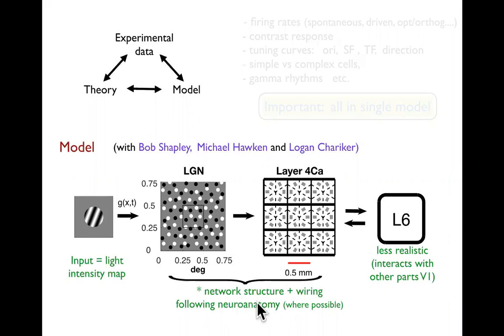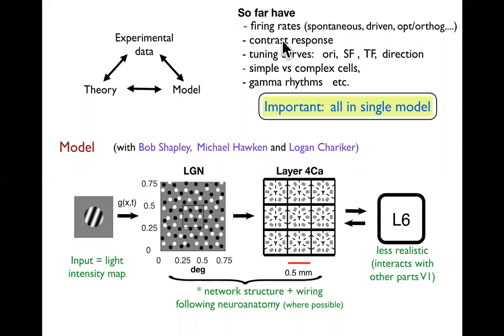We've tried to do the network structure and the wiring following neuroanatomy as much as possible. And so what do we have so far? I'm not gonna get into these things. I just want to kind of run it by you quickly. We have more or less matched the firing rates, and that's not one thing, but under many conditions like spontaneous, driven, optimally, orthogonally, and so on, okay? We've modeled contrast response, the tuned curves for orientations, spatial frequency, temporal frequency, and direction selectivity, simple cells versus complex cells, gamma rhythms, etc. And all of these things are in one model.